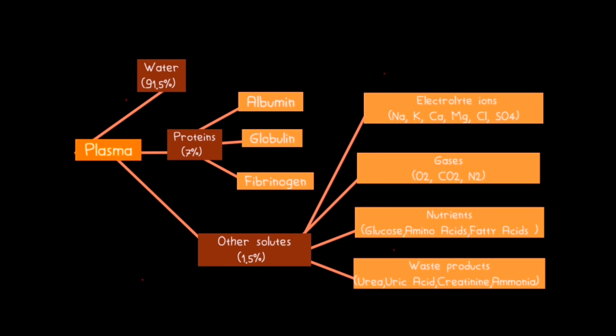We have the gases: oxygen, carbon dioxide, and nitrogen. We have the nutrients: glucose, amino acids, and fatty acids. And finally, we have the waste products, which are urea, uric acid, creatinine, and ammonia.